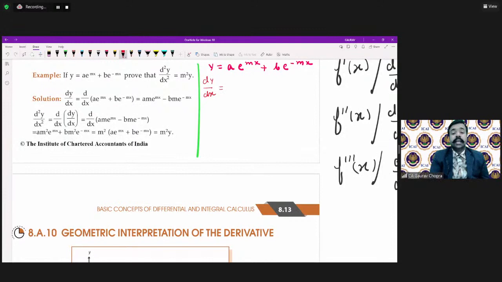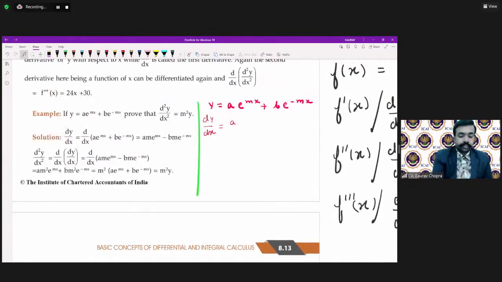So what do we have to do? A is the constant, it will remain as it is. Then how do we find the derivative of e to the power of mx? Here m is the constant. We can say that the derivative of e to the power of x is the same as e to the power of x. So that is why we write e to the power of mx again. And then because of the chain rule, we have to find the derivative of the power mx. For mx, the derivative is m.